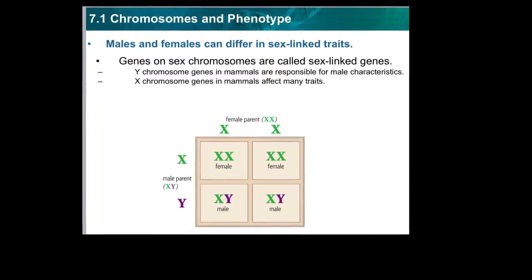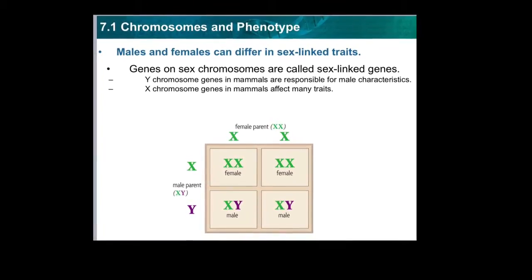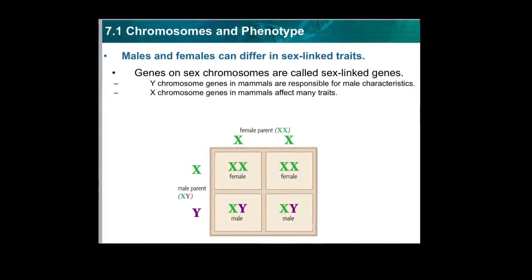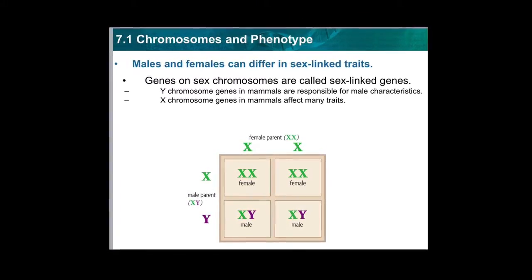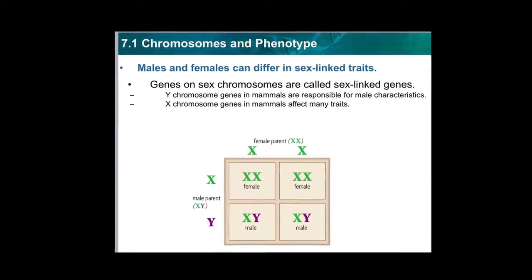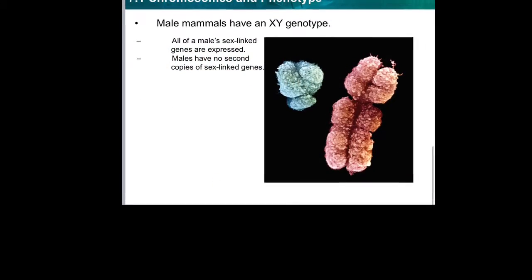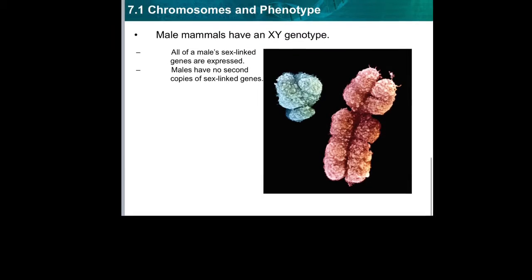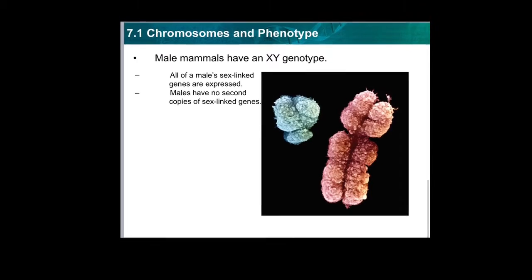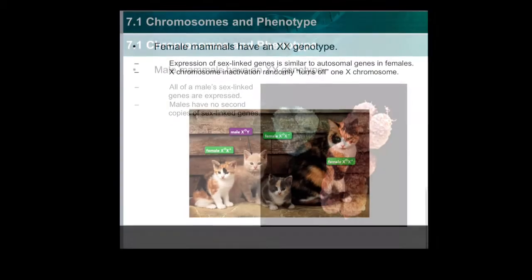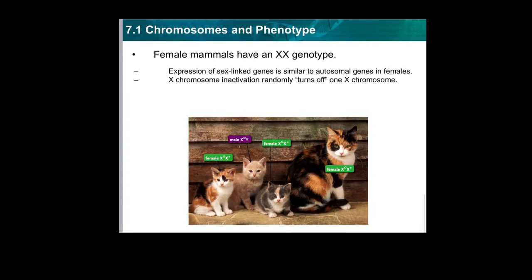We mentioned sex-linked traits, which can differ for men and women. They are located on sex chromosomes X and Y. Y is responsible for mammal male characteristics, and X affects many traits in mammals. Females are XX, while males are XY. While females have a second X chromosome, males have no second copy of sex-linked traits, and all of their sex-linked genes are expressed.